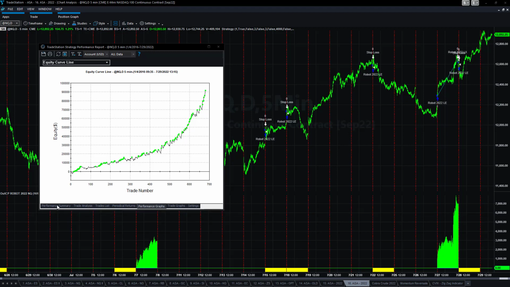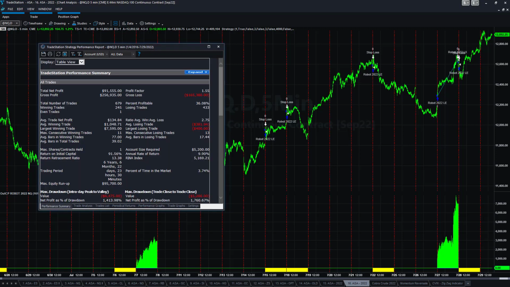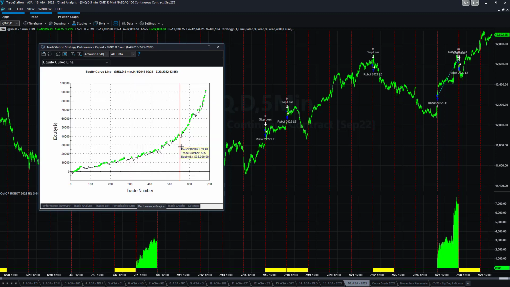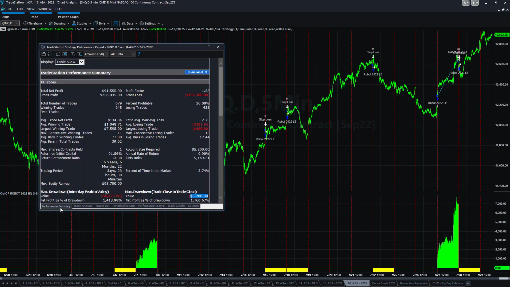So here is a performance summary without slippage and commission. Going back to 2016, works well. Prior to 2016, it doesn't work. $134 average trade profit, $5,200 drawdown. You have plenty of room for slippage and commission, especially in the recent market environment. That average trade profit accelerates as the daily dollar ranges accelerate.